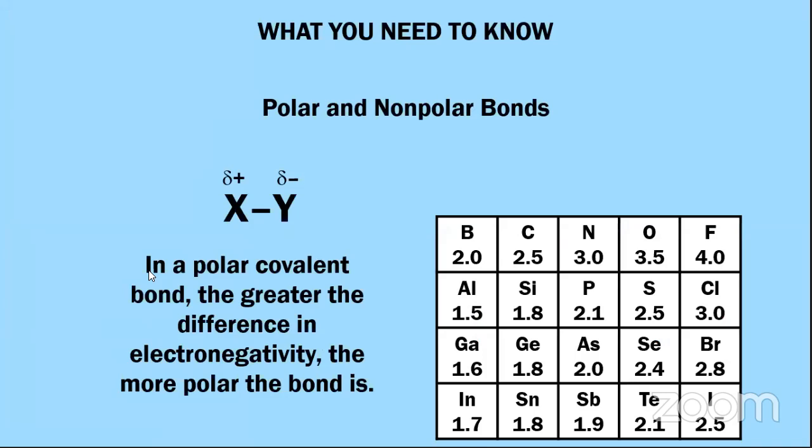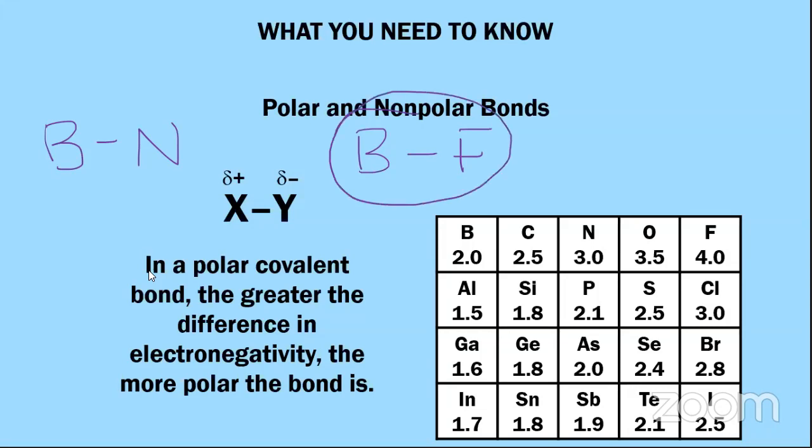All right, in a polar covalent bond, the greater the difference in electronegativity, the more polar the bond is. So for example, if I gave you, let's say, boron bonded to nitrogen, and let's say boron bonded to fluorine, you could decide that of the two bonds, the boron-fluorine bond would be more polar because of a greater difference in electronegativity, not because you had those numbers in front of you, but simply because they were farther apart from each other on the periodic table. There'd be a greater difference. So the BF, the boron-fluorine bond, would be more polar.